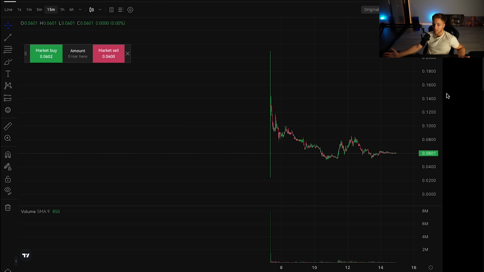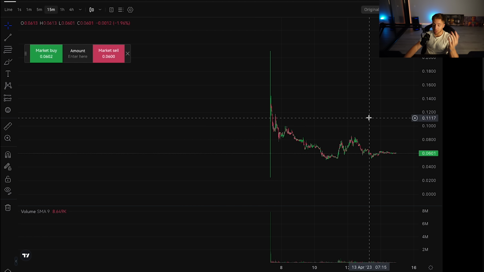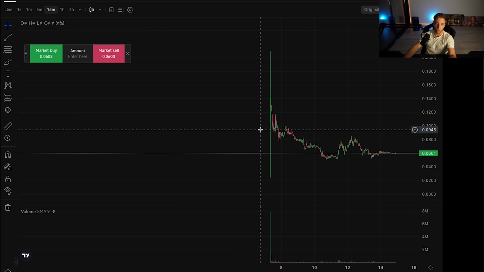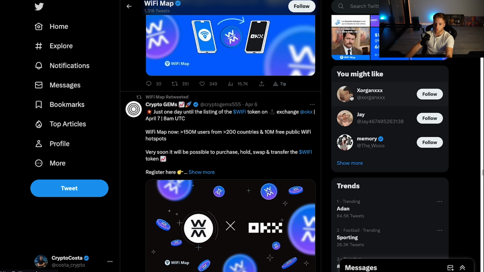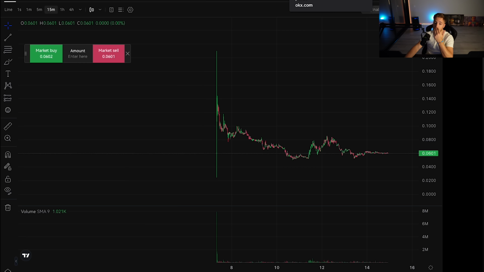you don't want to actually hold it that long. You just want to take profit like people do on the IDO, and it may be harder to trade. So it's very specific and very different from project to project. Wi-Fi Map was just to show you an example, but there were projects where you could take advantage of the initial dump and do 2x. If you look at the previous launches on OKX, you're going to understand it.